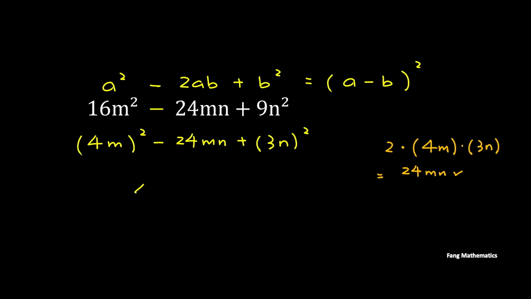We find a, that is 4m. We find b, that is 3n. Minus in between, match with the sign attached to the linear term. Everything squared to the power 2.